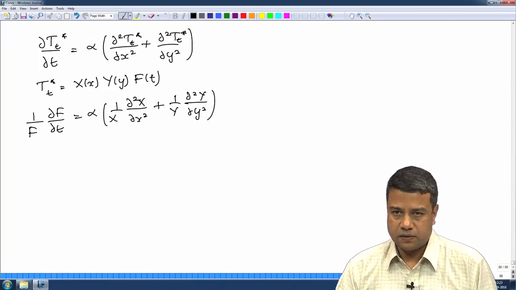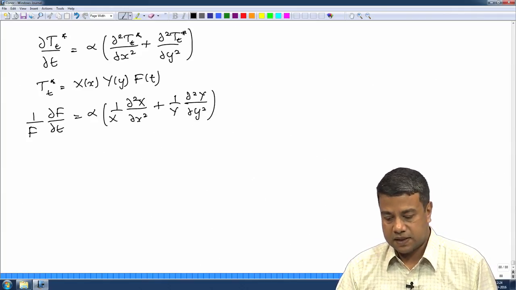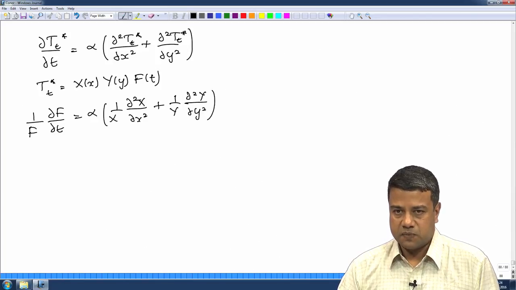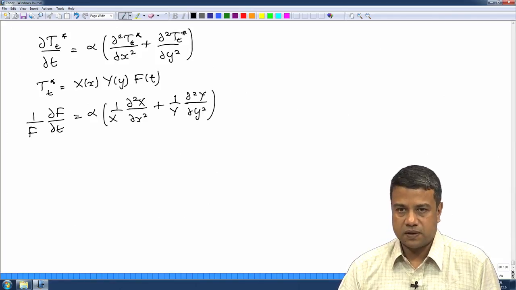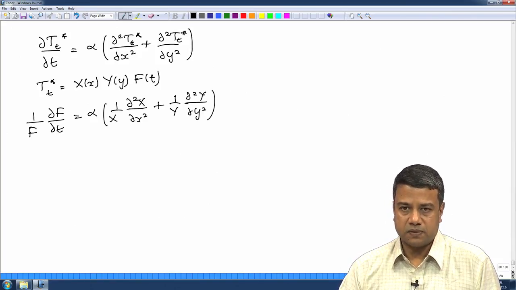The left side depends only on time. The first term on the right side depends only on x. The second term on the right side depends only on y. Therefore, all of these have to be constants. For the two terms on the right side, the spatial boundary conditions are homogeneous at x is equal to 0 and x is equal to Lx, and at y is equal to 0 and y is equal to Ly.